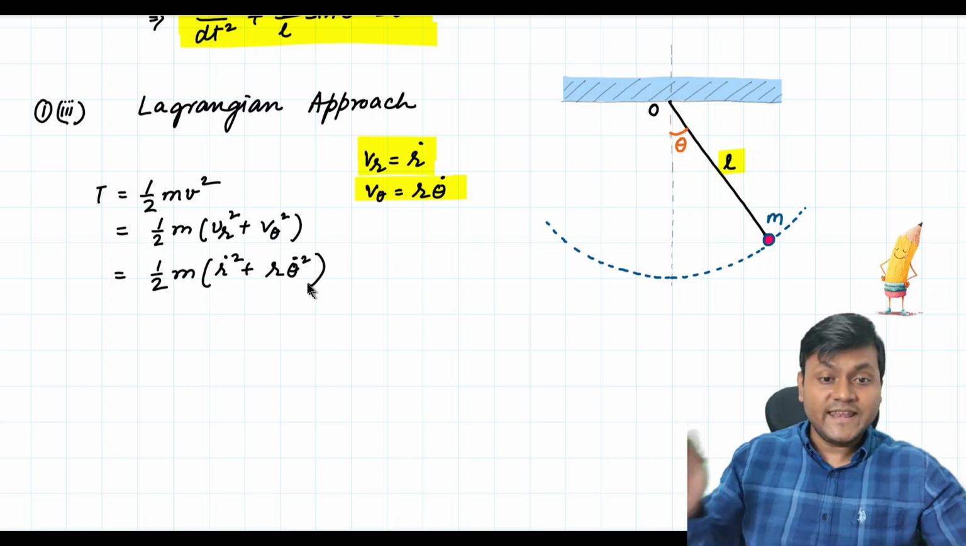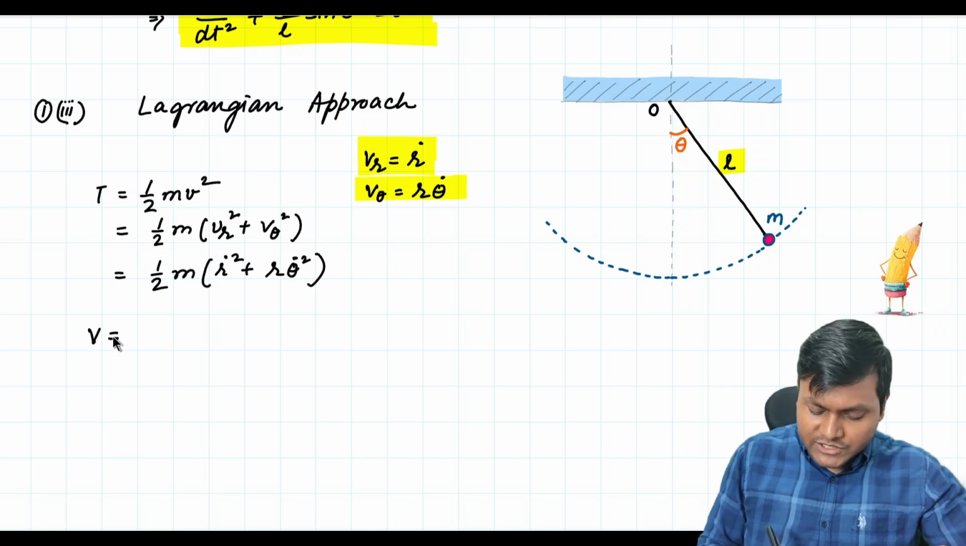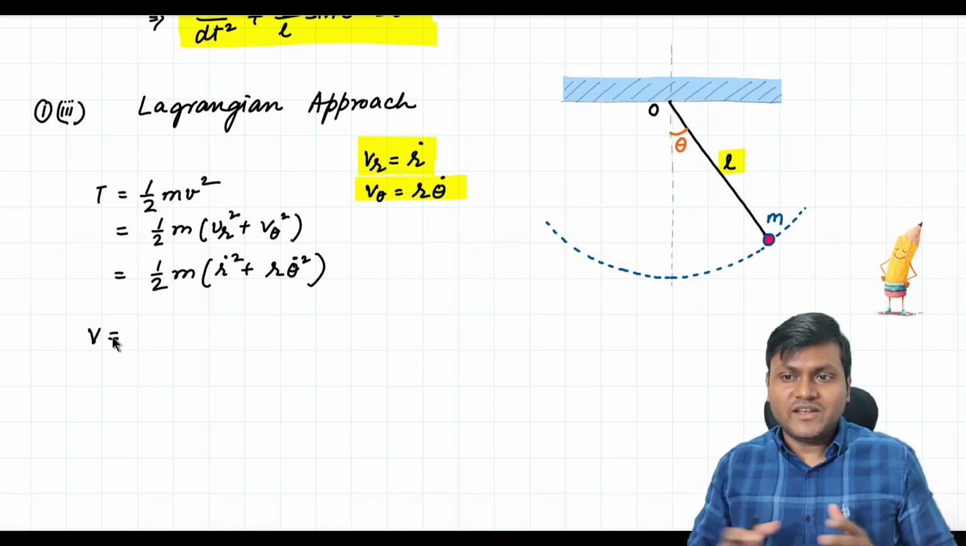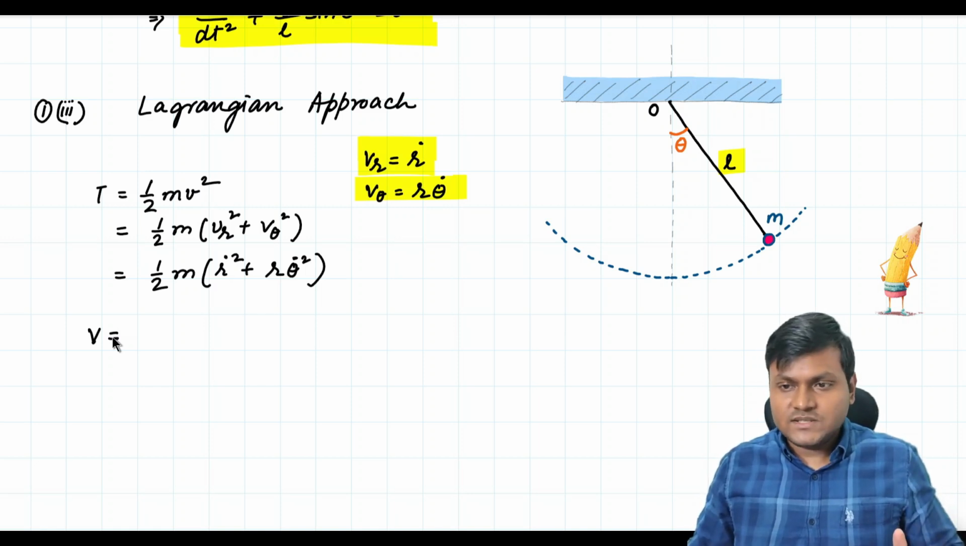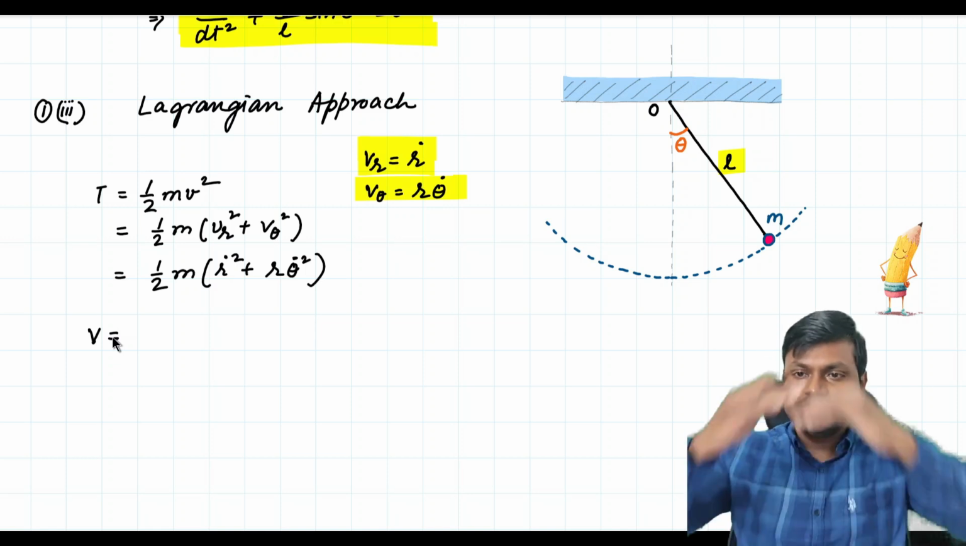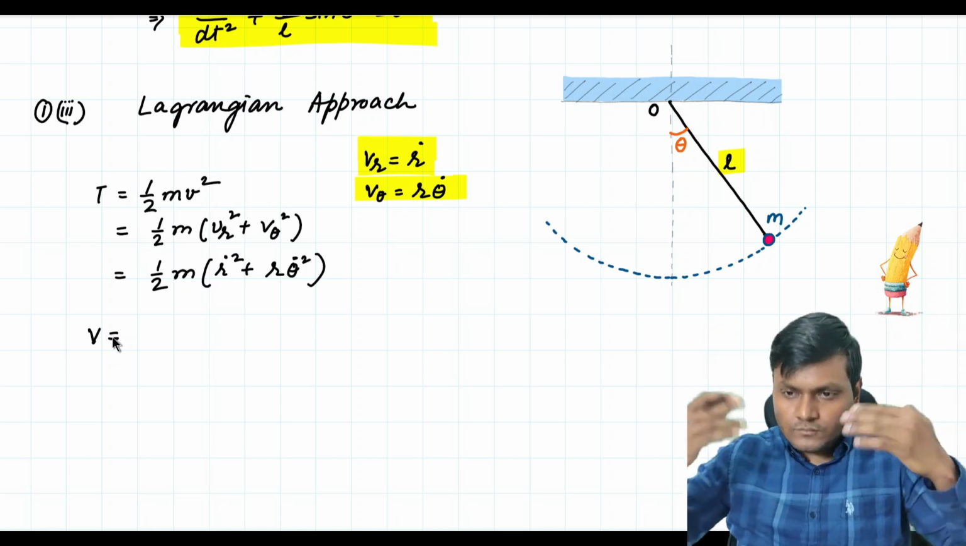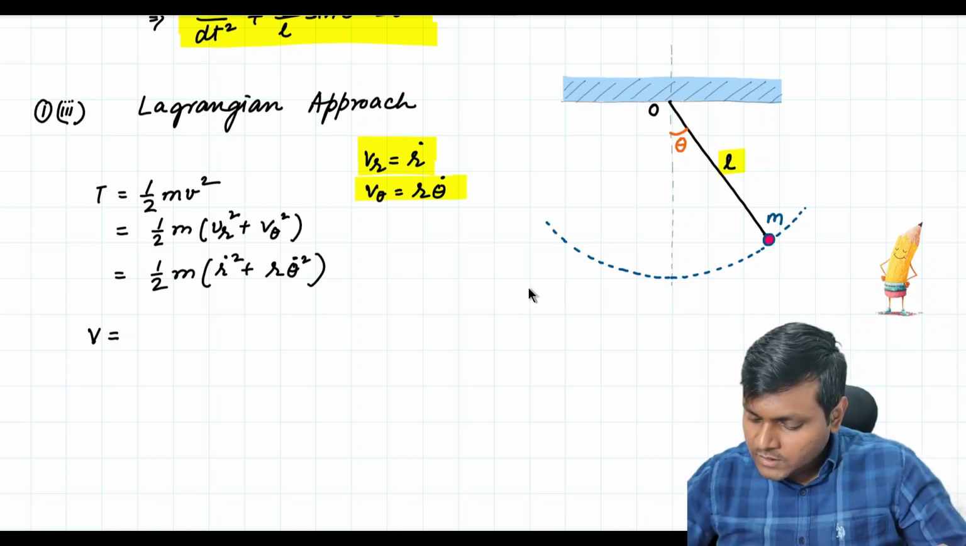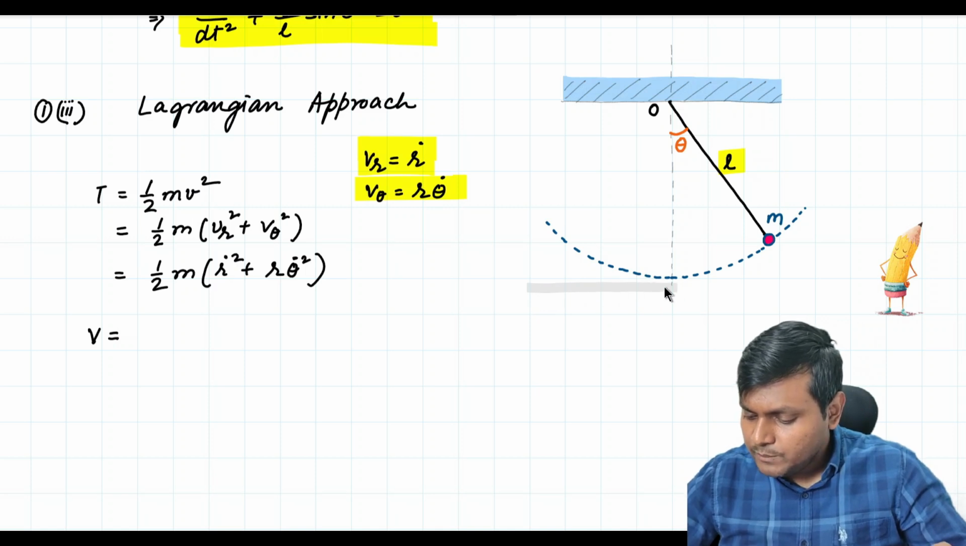That's it. This is the kinetic energy. What about the potential energy? Well, to find out the potential energy, we will require a reference with respect to, let's suppose, the zero potential. Now I can choose the reference to be the ceiling or the point of the pivot, or I can choose the reference to be also the lowest point of the pendulum.